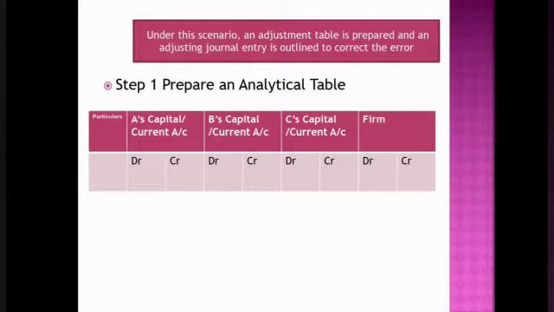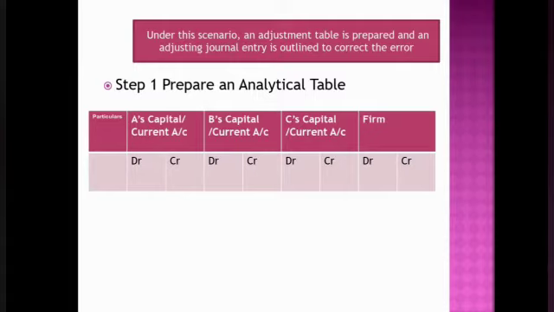This is the format of the table we need to prepare as a first step. The first column would be the particulars of the amount of expenses or incomes which were previously omitted or recorded wrongly. We have to write down the partner's current account or capital account as the case may be. That means if the firm is following the fixed capital method, we need to write down A's current account, and if the firm is following the fluctuating capital method, we need to write down A's capital account.